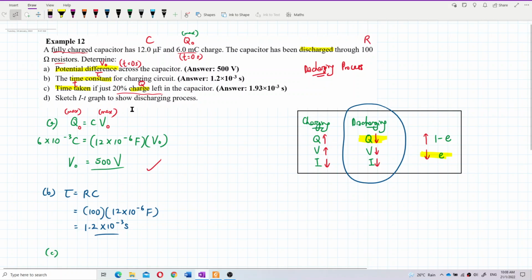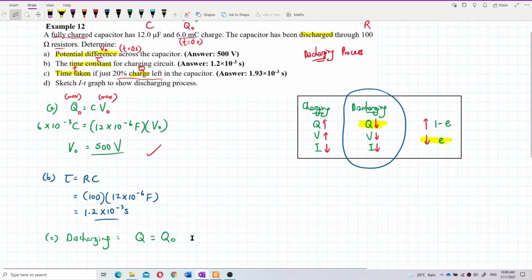So this is a discharging process. I'm going to use the formula for charge, which is Q naught. For discharging the charge decreases, so we use exponent. If increase, use 1 minus exponent. If decrease, use exponent. So negative T over RC.